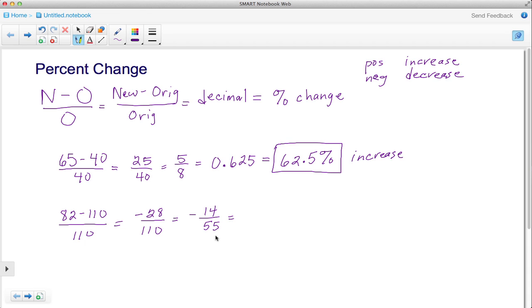Once you pull out the calculator and do this division, you see that we come out with approximately negative 0.255. And because this number is negative, we know that it's going to be a decrease. But we also know that we need to have this as a percentage. So again, we move that decimal point 2 places to the right. So this here actually becomes negative 25.5%. And that there shows our decrease.